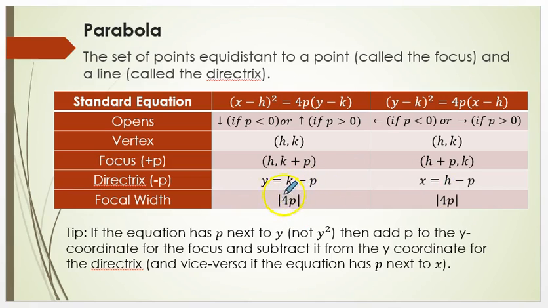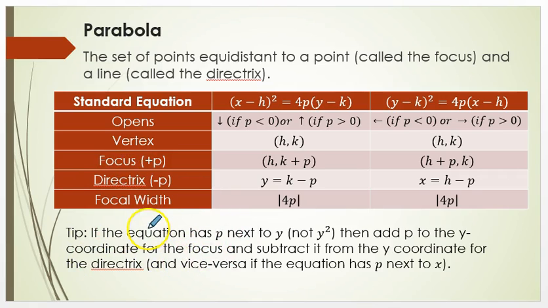And then the focal width is the absolute value of that number you see in front of the parentheses on the right-hand side. Like I said, whether p is positive or negative will determine the up and down or left and right case. So the focal width is always the positive version. Take the absolute value of whatever 4 times p equals, and that'll be how wide the parabola is at the point of the focus itself.